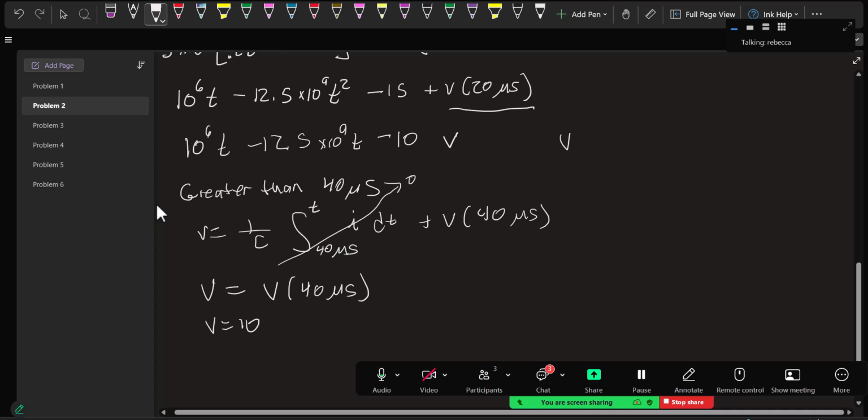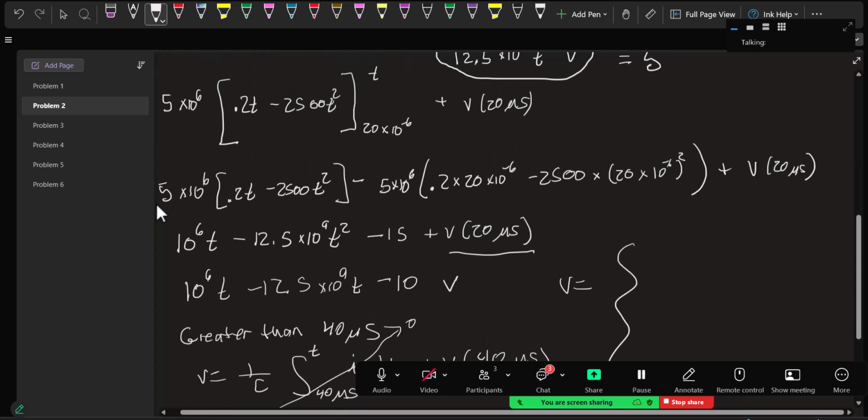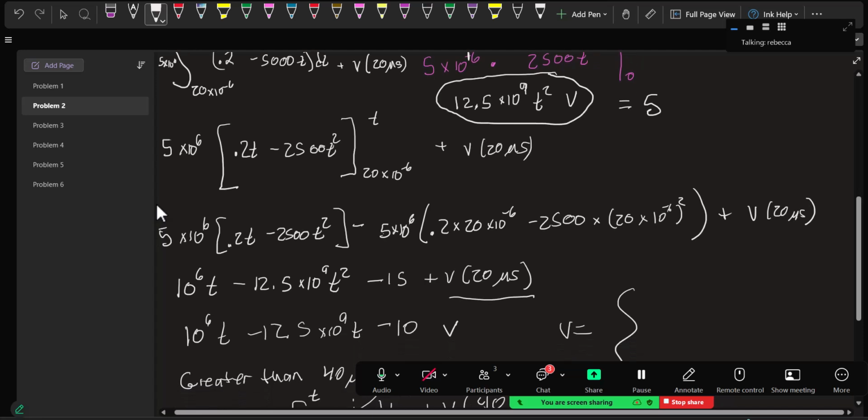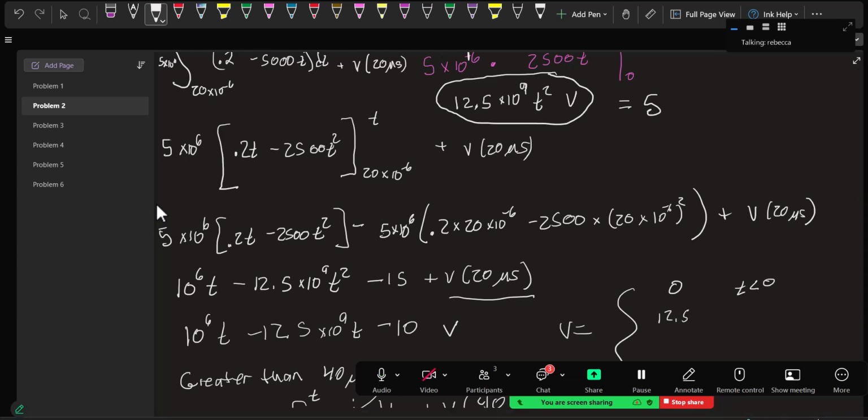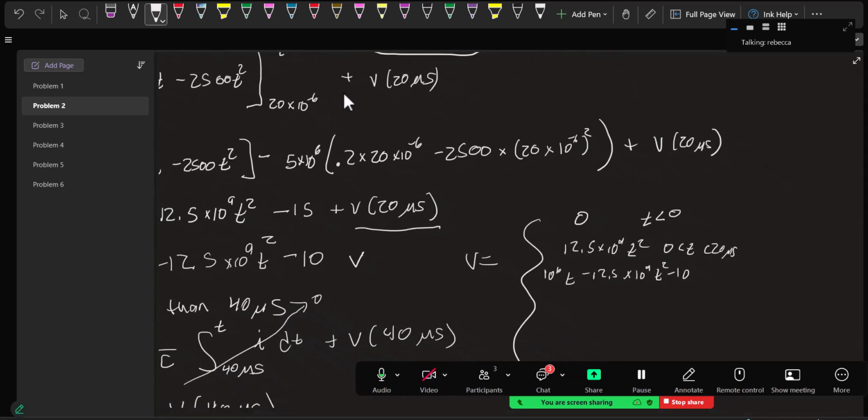And so our voltage looks like 0 for t less than 0, 12.5 times 10 to the 9th t squared for t between 0 and 20 microseconds, and then 10 to the 6th t minus 12.5 times 10 to the 9th t squared minus 10 for t between 20 and 40 microseconds.